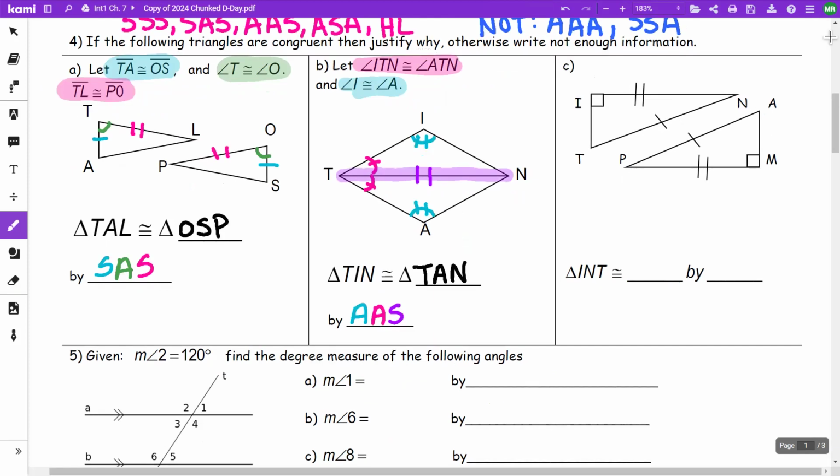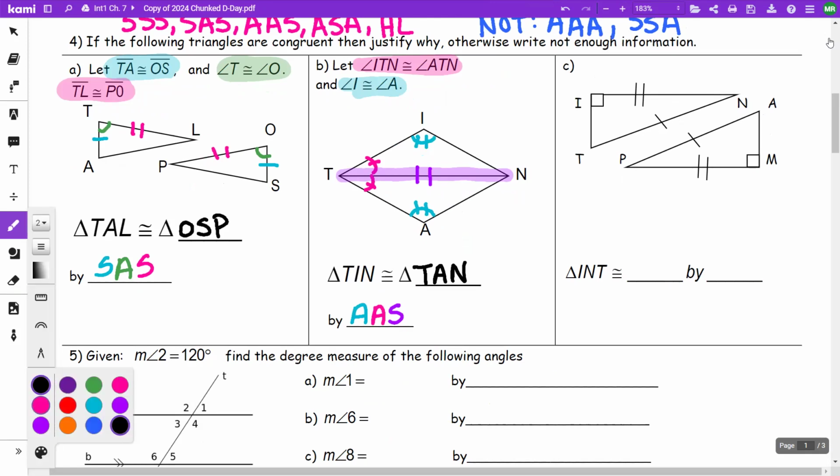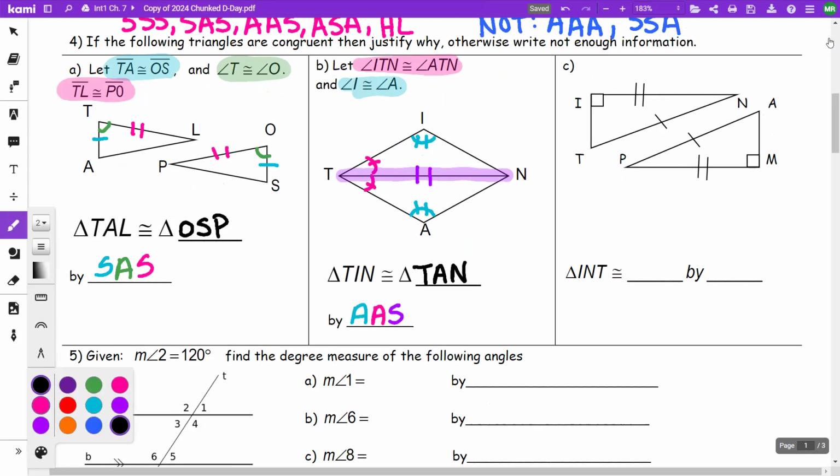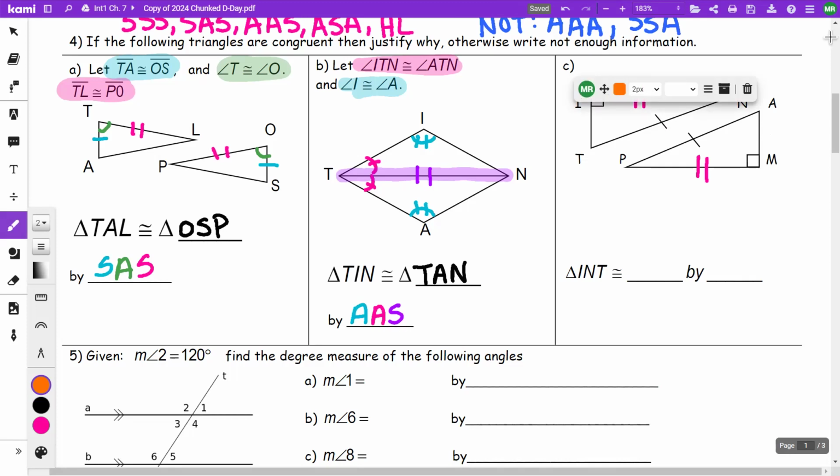On C. So for this one, they put markings in. They did not give us any statements here. We know that this one here, let me color code it, line segment IN is going to be the same as line segment MP. This line segment TN is going to be the same as line segment AP.